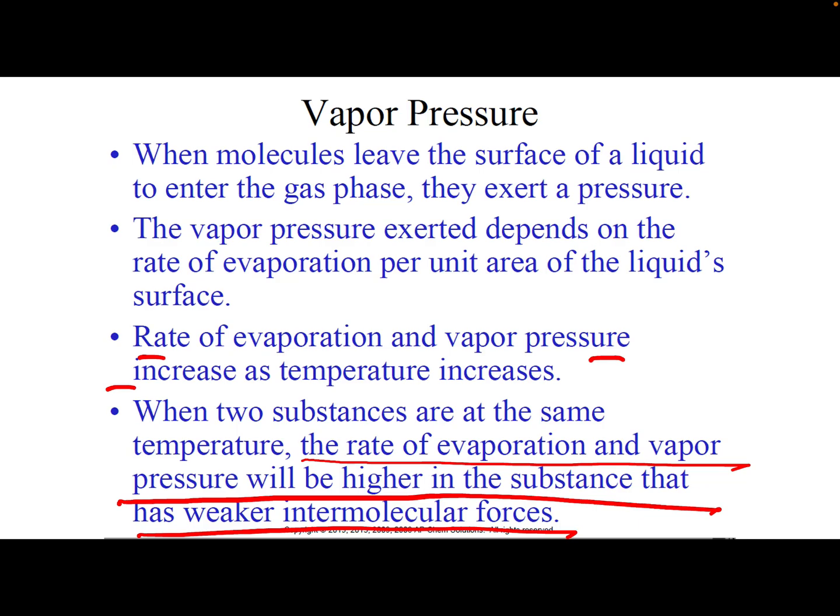Looking at water, water has a pressure of about 23 millimeters of mercury at 25 degrees Celsius. But if we heat that up at 90 degrees Celsius, it actually has a pressure of like 526 torr. But again, key concept here, if we have two substances at the same temperature, whoever has the weaker molecular forces is going to have the higher vapor pressure.